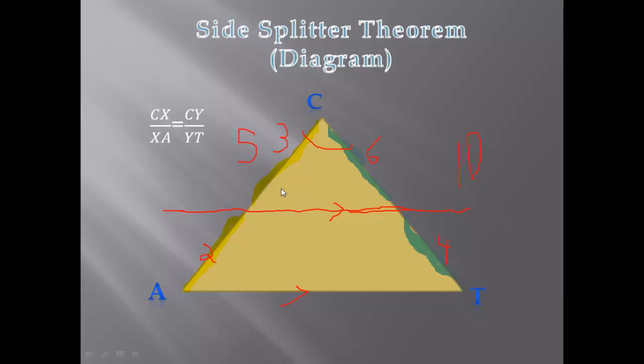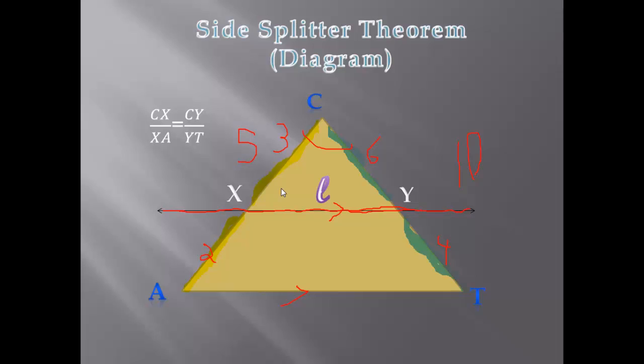Now, this is visible through the way that when line L intercepts triangle CAD and is parallel to the base, we can see that Cx over xa will be equal to Cy over yt, which means that they're proportional to one another. So we can use this in one way to find side measurements.